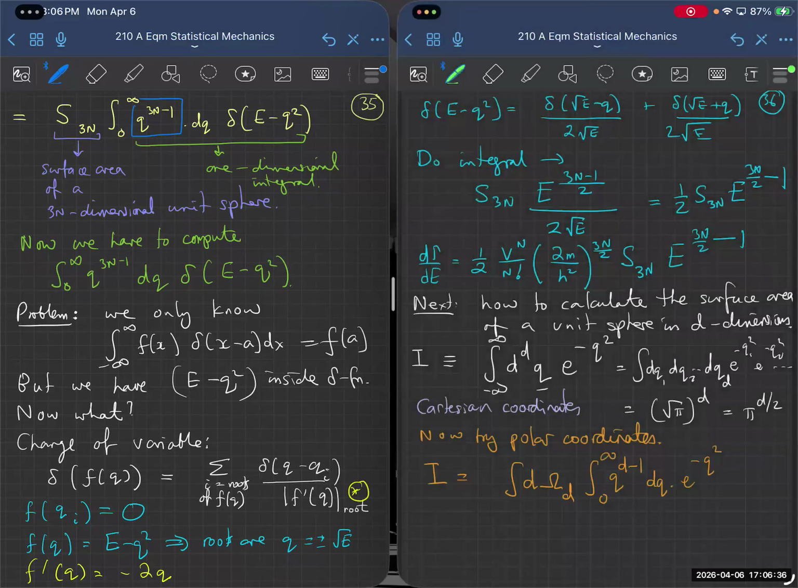I just want to double check that everybody understands. Does everybody understand why this is q to the power d minus 1? You do?